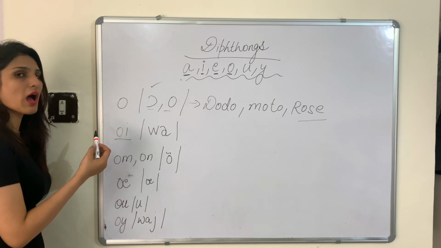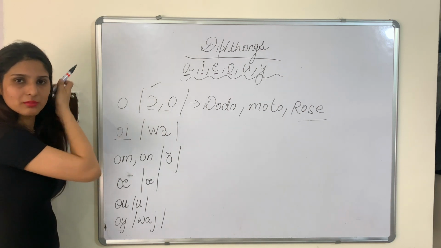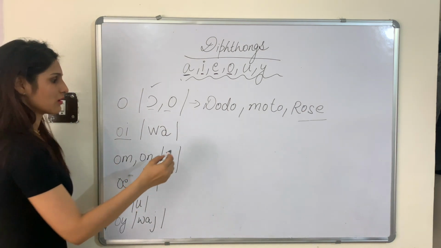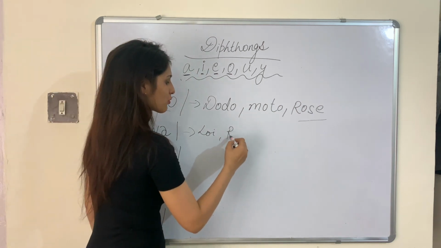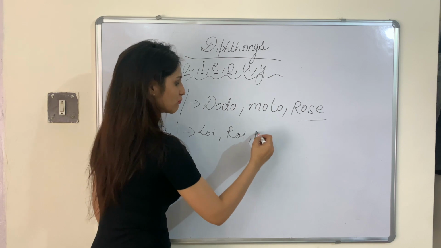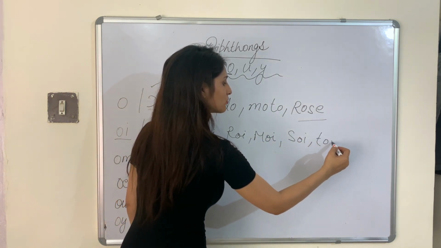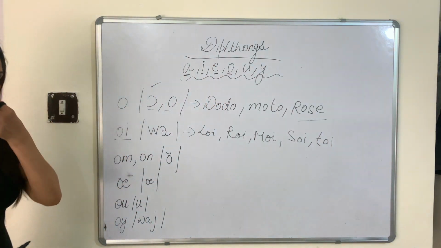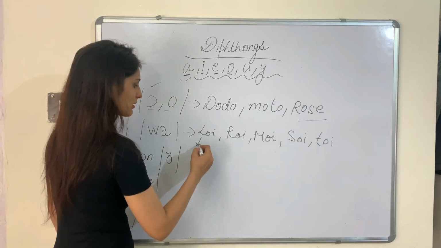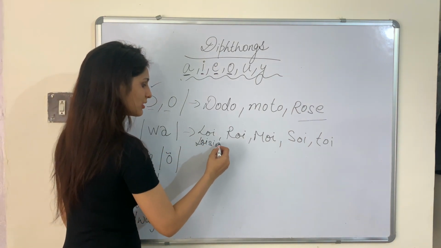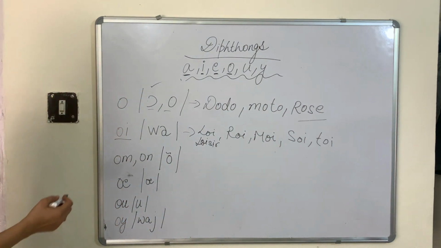Okay. The sound is va. It feels like va is coming out, but the sound is va. Examples: loi, roi, moi, soi, toi. So these are the sounds with this va. A little bit longer word with this one: loisir. Loi. So this is the sound.